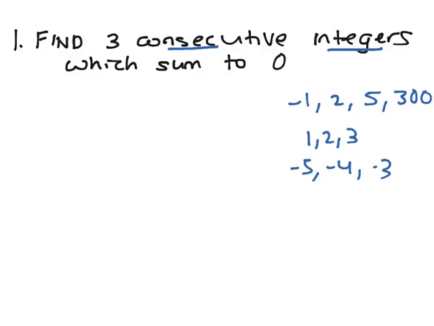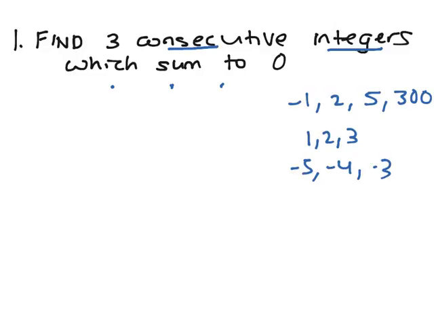So we can see already that some of our integers will have to be negative, and some will have to be positive in order for them to sum to 0. Try this on your own first. Pause the video, I'll wait. Okay, now let's try it together.